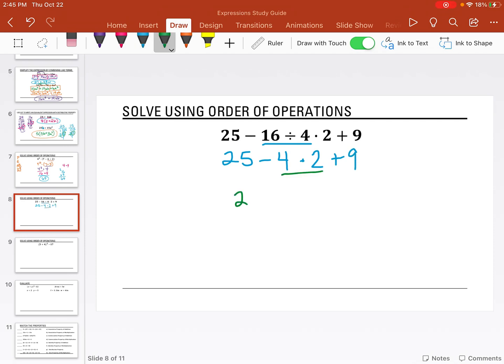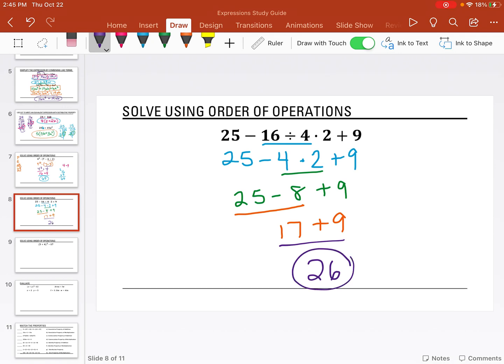Then I can multiply. So 4 times 2 is 8. Bring everything else down. Add, subtract, left to right. So again, working my way across, subtract before I add because it's left to right. So 25 minus 8 is 17. And then finally 17 plus 9 gives me 26.